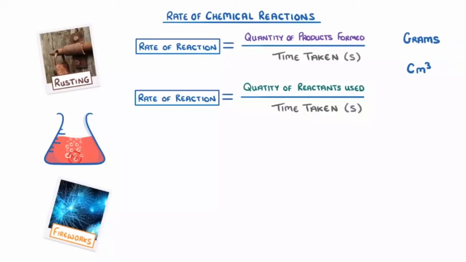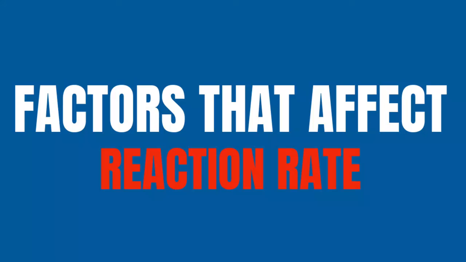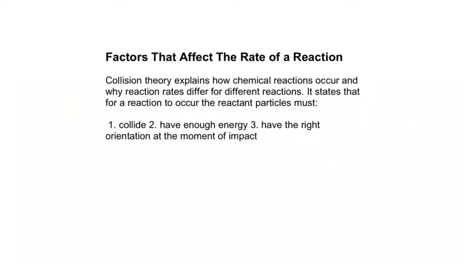But what is the prerequisite for a reaction? When can we say a reaction has taken place? Let's take a look at the collision theory. We use the collision theory to explain how chemical reactions occur and why reactions differ for different reactions. It states that for a reaction to occur, the reactant particles must, one, collide, right? So we need a collision between the particles in order for a chemical reaction to occur.